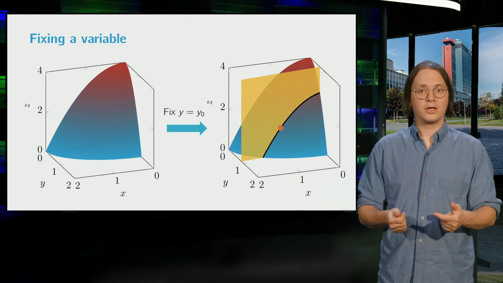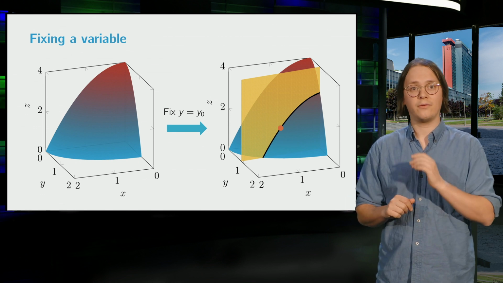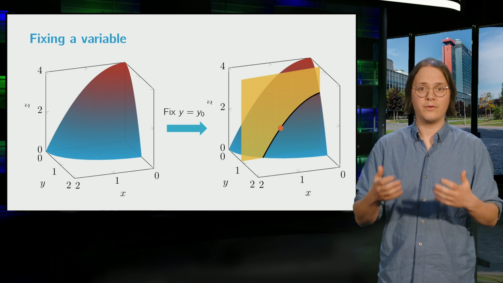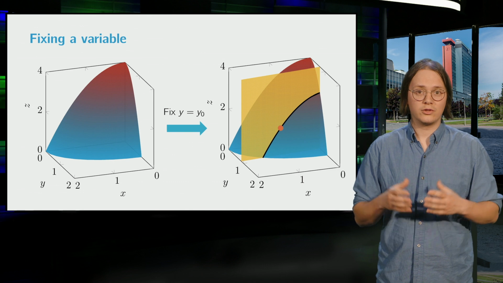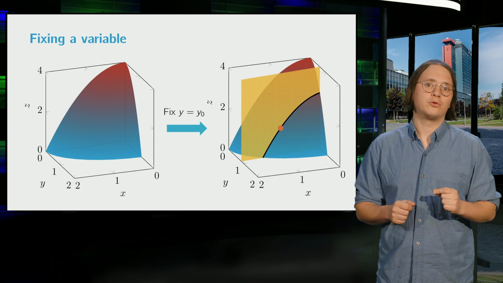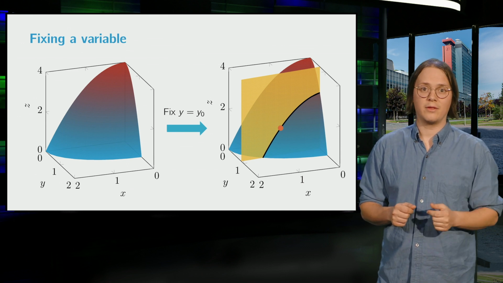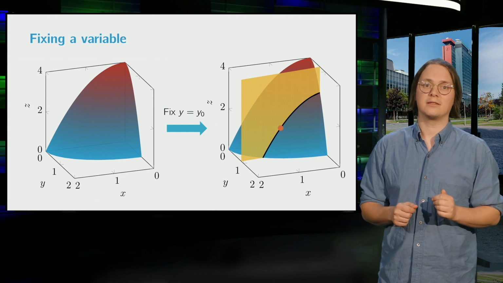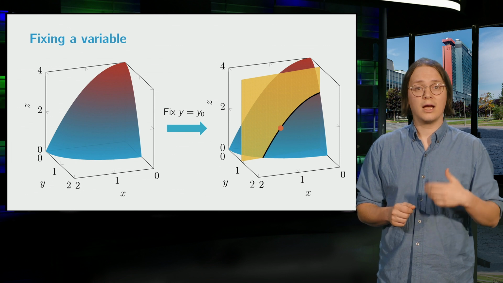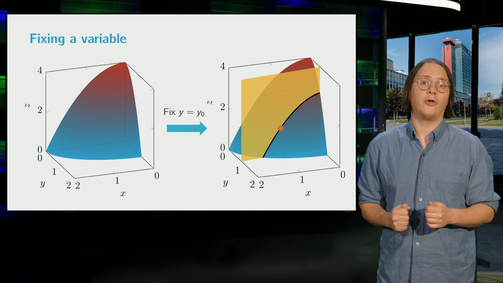This intersection gives us a curve in that vertical plane, which we then interpret as the graph of a function of the remaining variable. The partial derivative is the derivative of this function of one variable, and so it gives the slope of this graph. So we may interpret the partial derivative with respect to x as the slope of the curve given by intersecting the graph by the vertical plane that is parallel to the x-axis. And similarly, we may interpret the partial derivative with respect to y as the slope of the curve given by intersecting the graph with the vertical plane that is parallel to the y-axis.